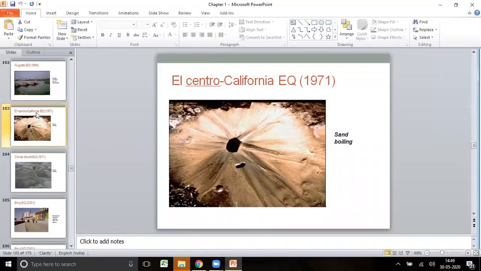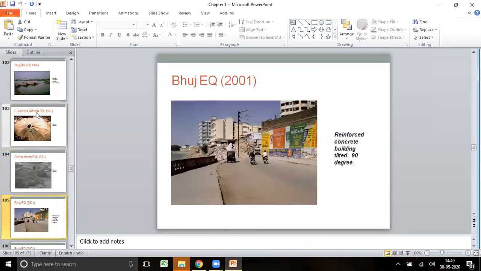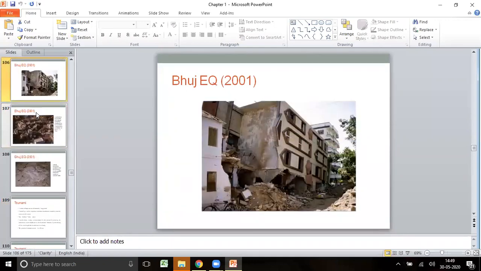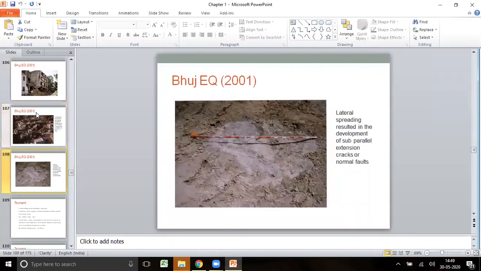And this is the El Centro earthquake. This is Christchurch in New Zealand, sand boiling. This is the Bhuj earthquake. Some of the building failures during the Bhuj earthquake. This is a lateral spreading of the soil. You can see the soil gone down due to this liquefaction effect only. Okay.